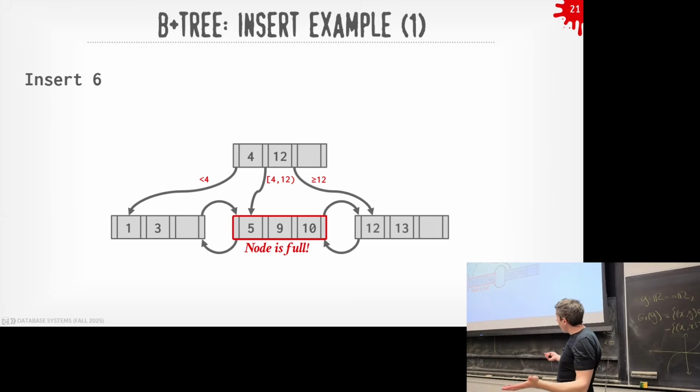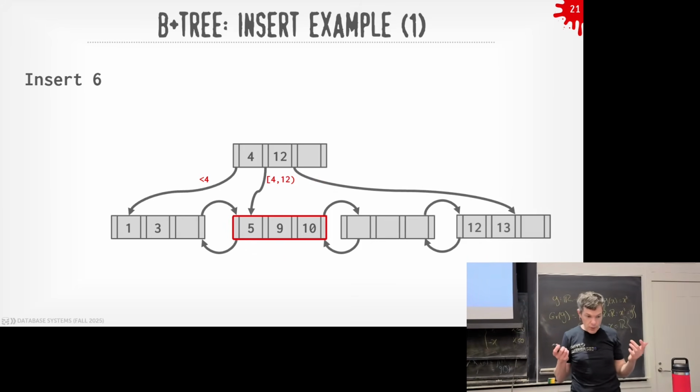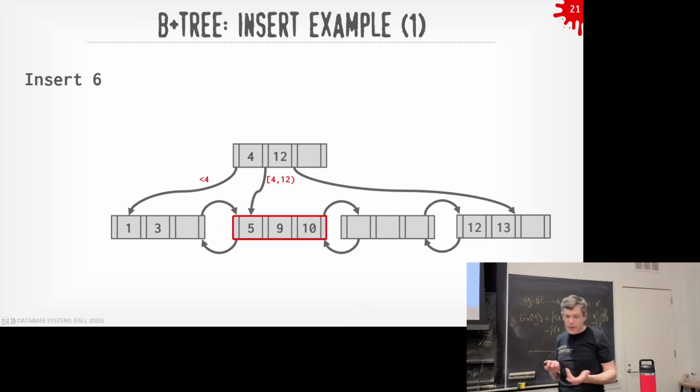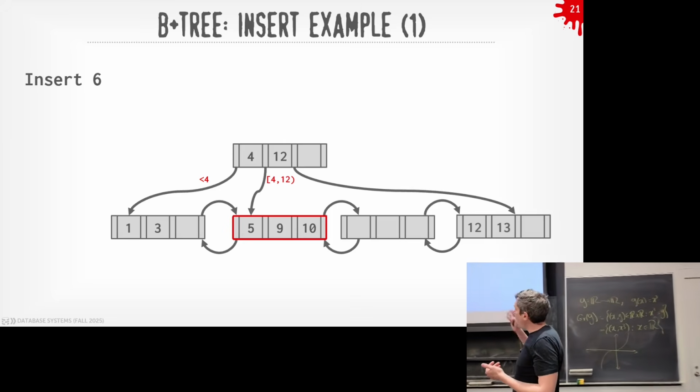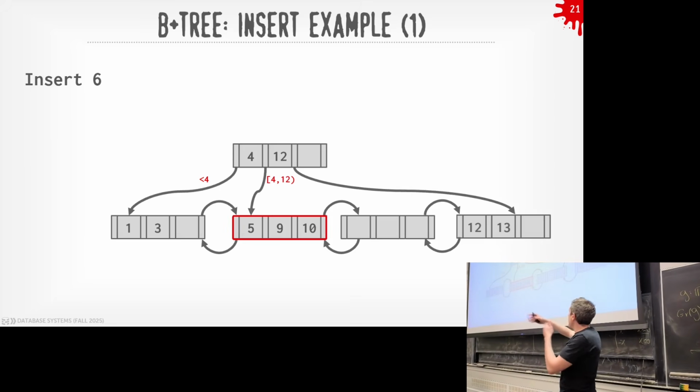But this node is full, so I have to split it. What I'm going to do is create a new leaf node that's currently empty. Then I'm going to take all the keys in my first node and figure out what the middle point is. Half the keys are going to go in the original node.